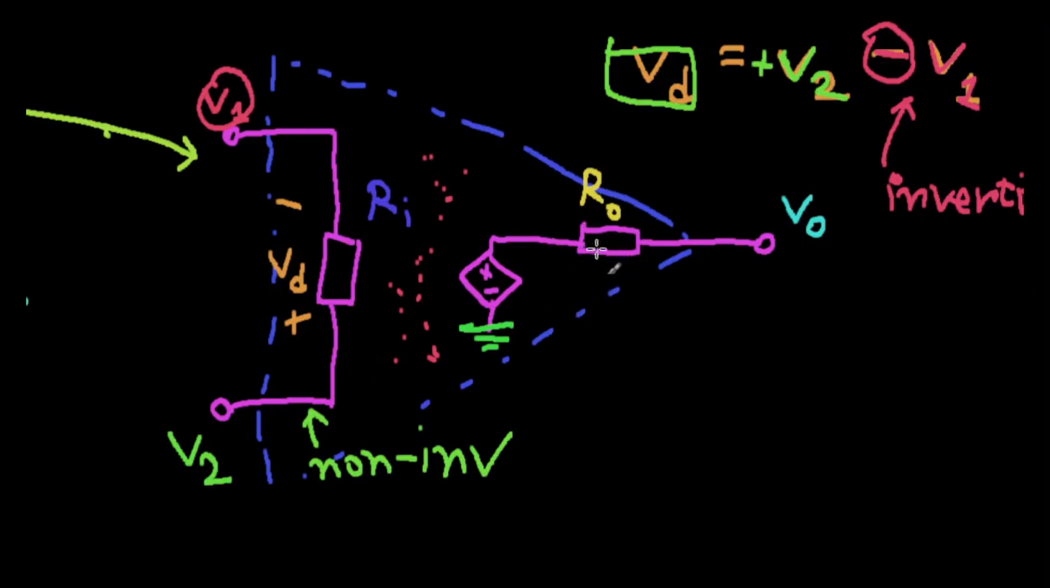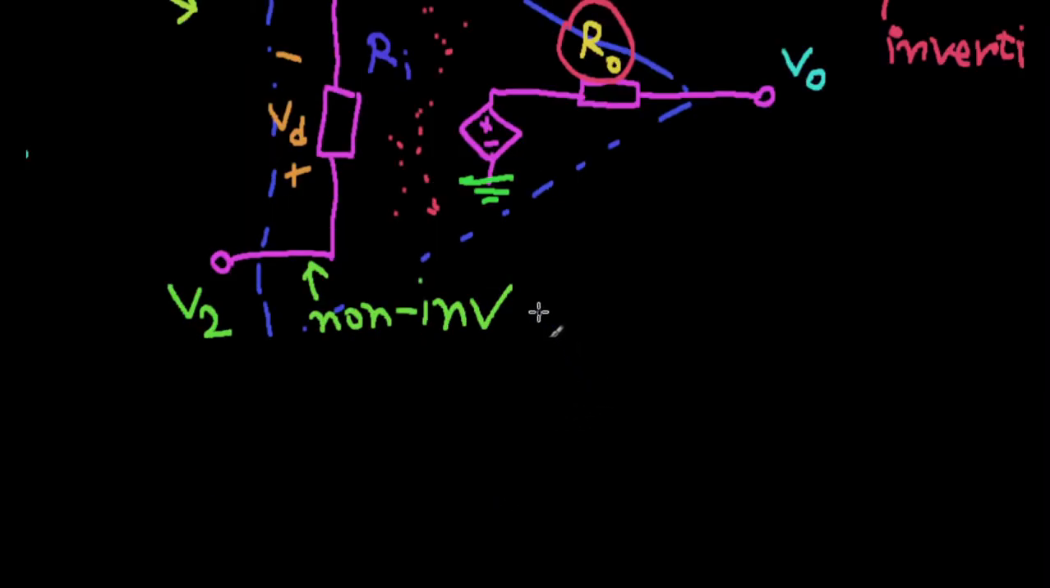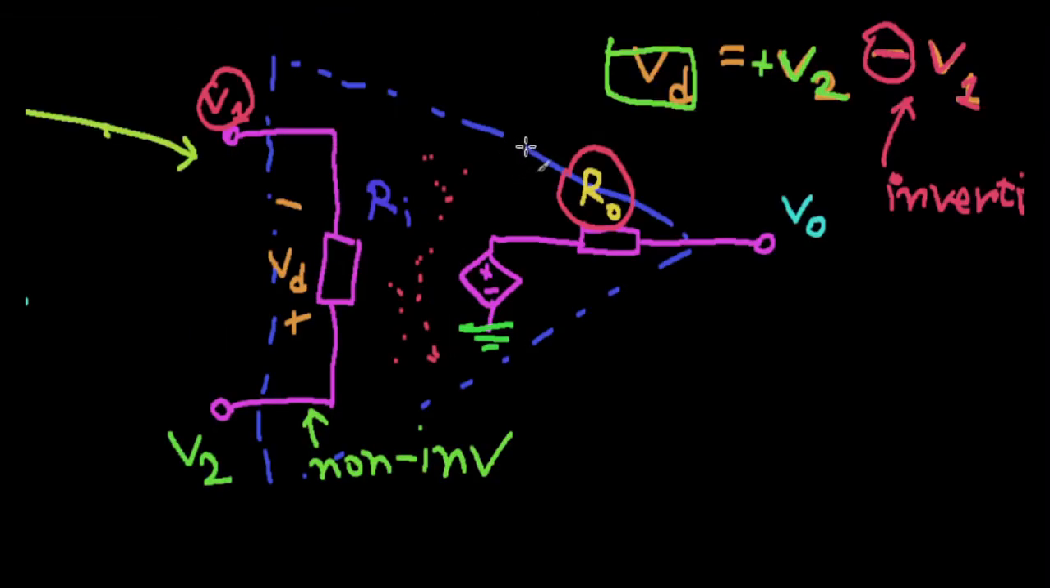Just jump right into the output. At the output end, this is your output voltage. Inside, it's directly connected to an output resistance, R sub O, and I already mentioned that this is a pretty small resistance, but we'll talk more about that later. And then you have the VCVS, your voltage controlled voltage source.